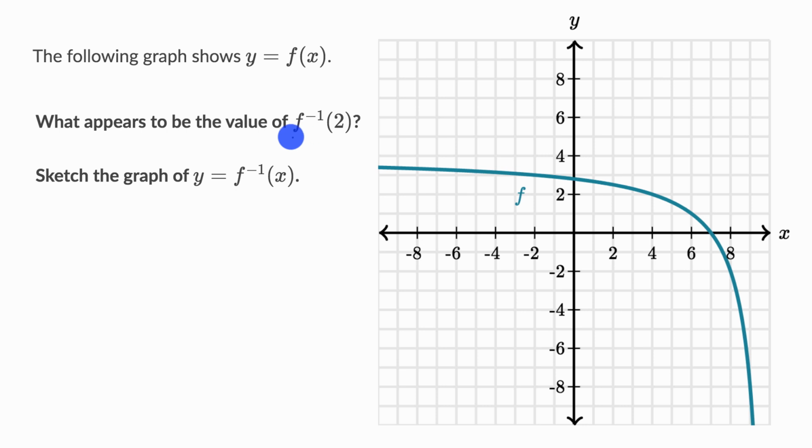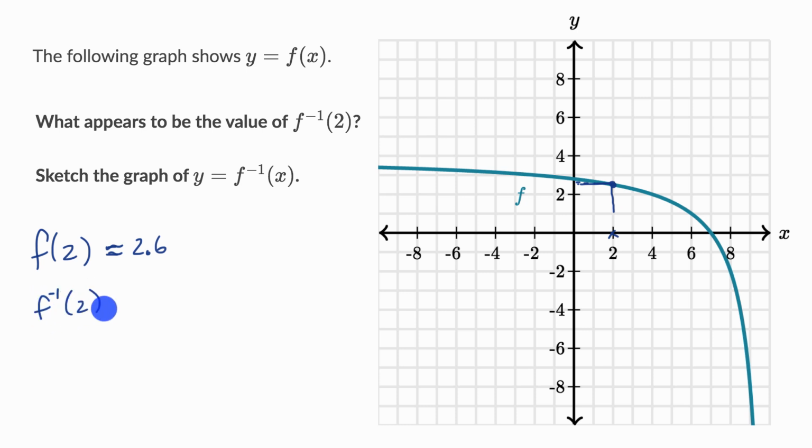So it's important to realize they're not asking us what f of 2 is. They're asking us f inverse of 2. F of 2, we would say, okay, when x is equal to 2, that's the input into our function. And then the graph tells us that f of 2 looks like it might be a little bit more than 2.5. Maybe it's approximately 2.6. But that's not what they're asking us. They're asking us f inverse of 2.